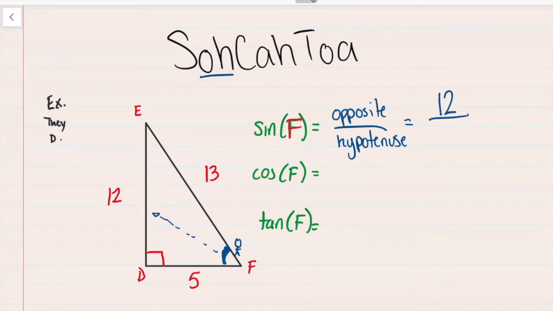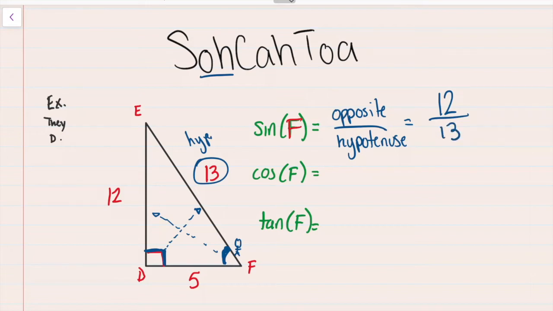And when we say the word hypotenuse, that's another vocabulary word. Hypotenuse is the longest side of a right triangle. In other words, here's the right angle. The length opposite of it is the longest side, which is called the hypotenuse. So it's going to be 12 over 13.